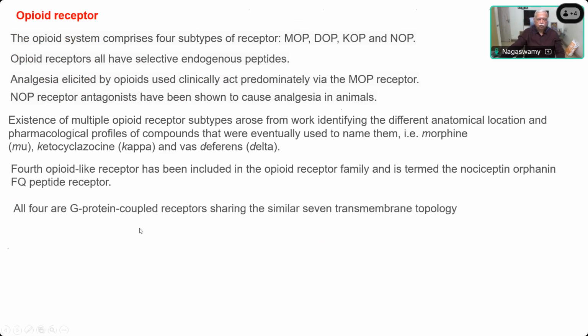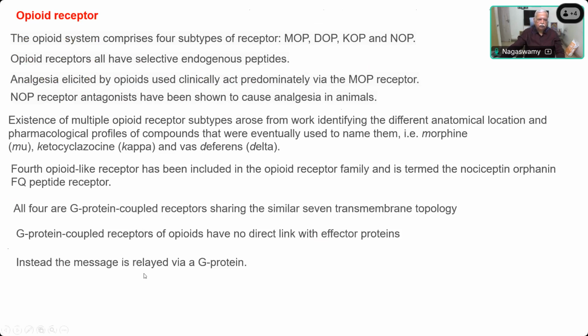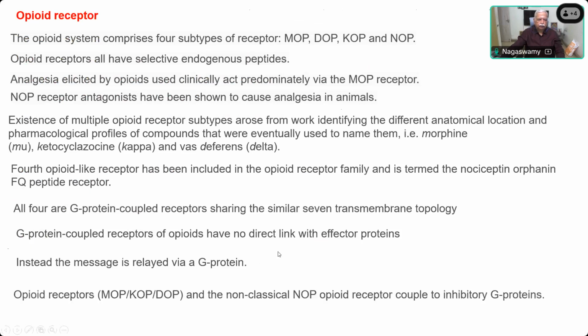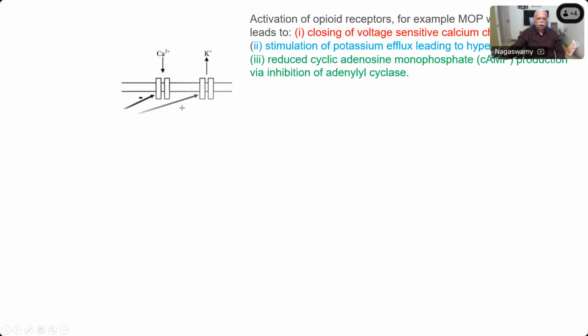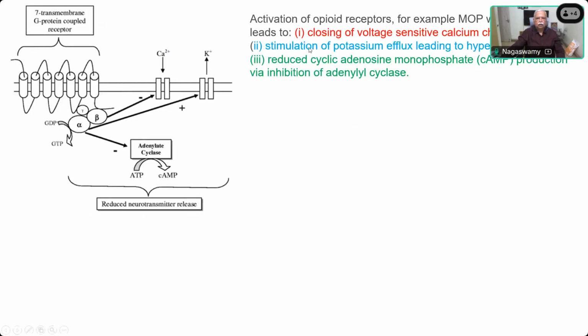So all of them are G protein coupled receptors sharing a similar transmembrane topology, and they have no direct link to effector proteins. Instead, they relay messages via the G protein. The opioid receptors and the non-classical NOP receptors are all coupled to inhibitory G proteins. There are three types of G proteins: Gi, Gs, and Gq. Gi stands for inhibitory, Gs stimulatory, and Gq is the third type. So this is the inhibitory type of G protein receptor, and their activation leads to three changes.